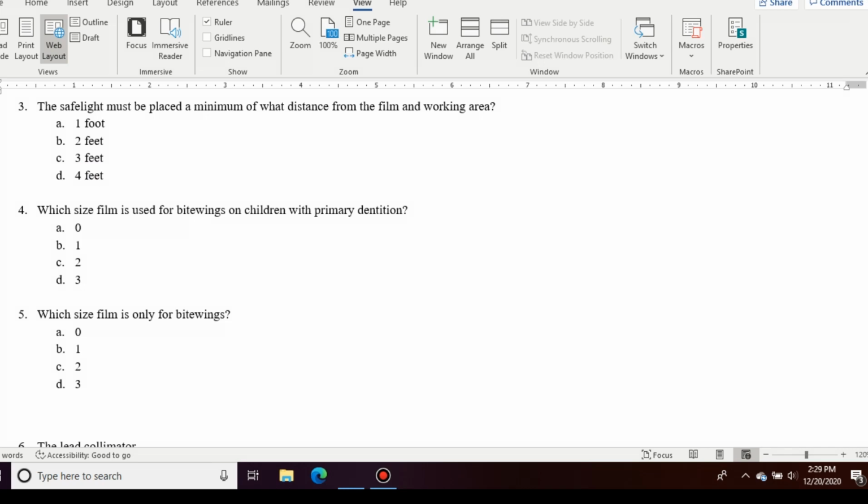Number four, which size film is used for bite wings on children with a primary dentition? So not a mixed dentition, only the primary dentition. The correct answer is A, size 0. Size 1 would be to examine the posterior teeth of children with mixed dentition. Size 2 is going to be adults. And then size 3 is the longer, narrower film, and it is no longer recommended.